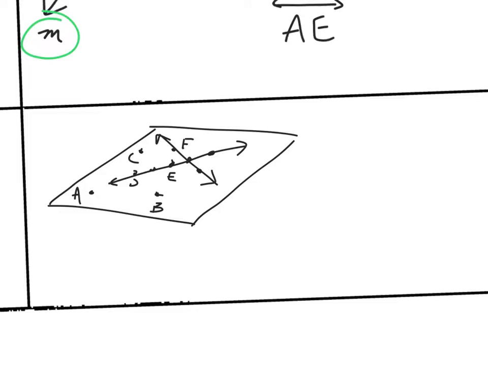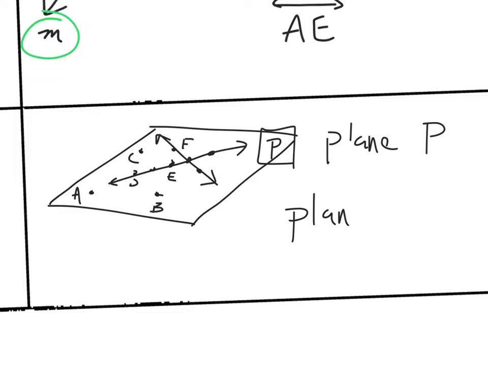Now sometimes they give you a capital letter in the corner. So these are the 2 ways you can name this plane. You would write the word plane, we don't have a symbol, plane P, because that is the capital letter in the corner. Otherwise, you have to use 3 letters, 3 points that are not on the same line. I don't care if 2 of them are, all 3 of them cannot.